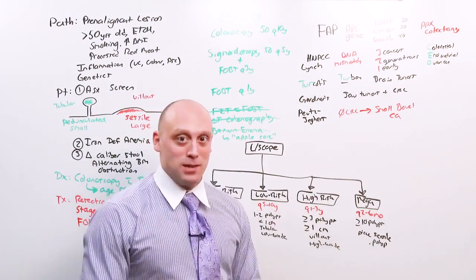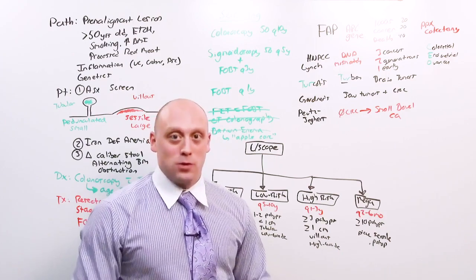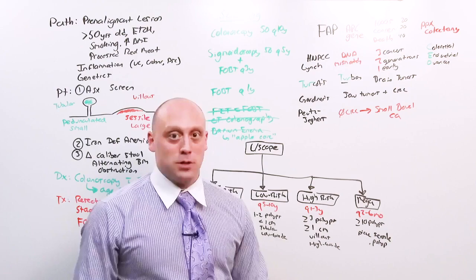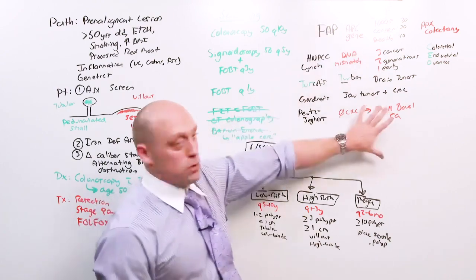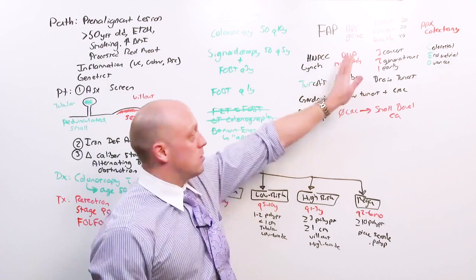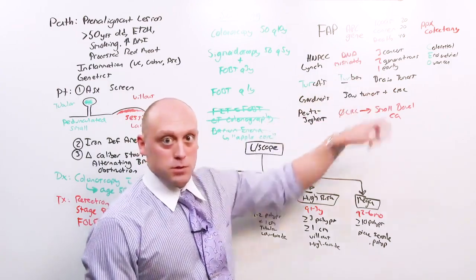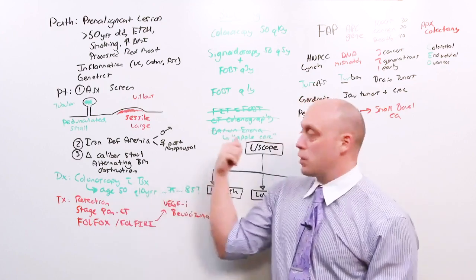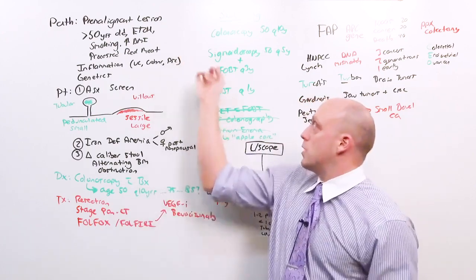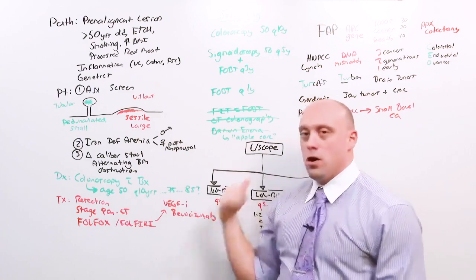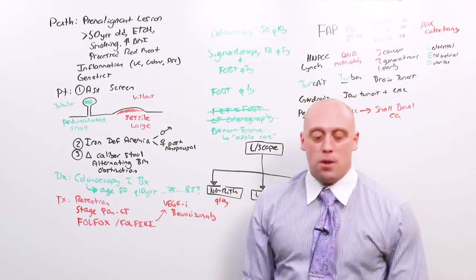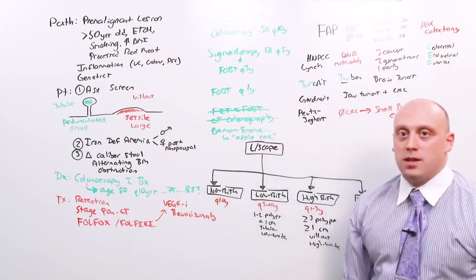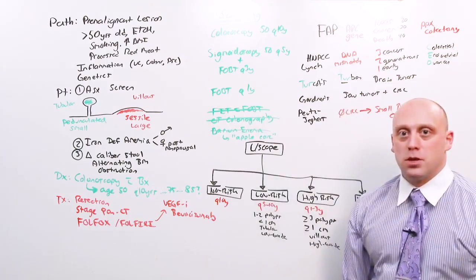All right, colorectal cancer, big deal, short lecture. Recognize the familial diseases, their genes, and sort of the associated symptoms, and then know how to screen for colorectal cancer using any of the preferred methods and interpretation of the results of the colonoscopy based on the number and size of the polyps. That's colorectal cancer.